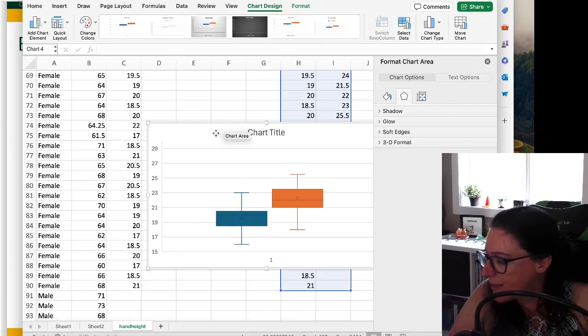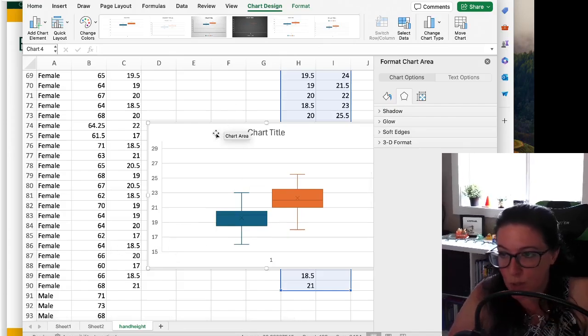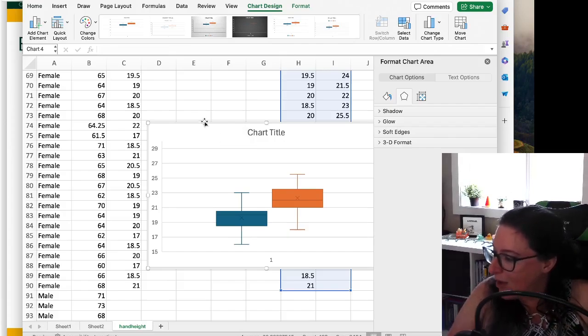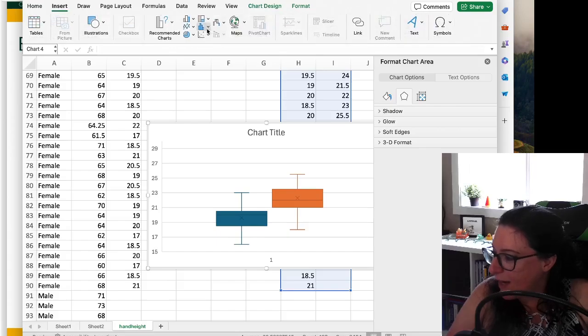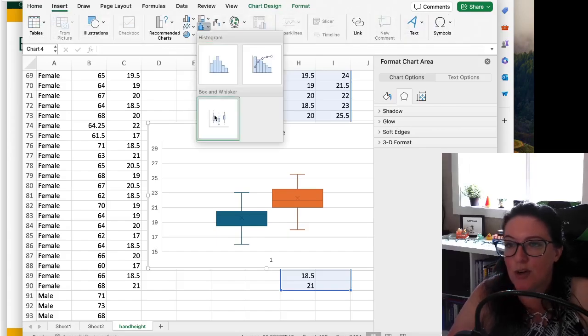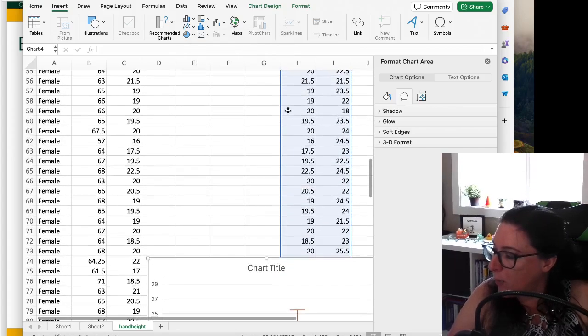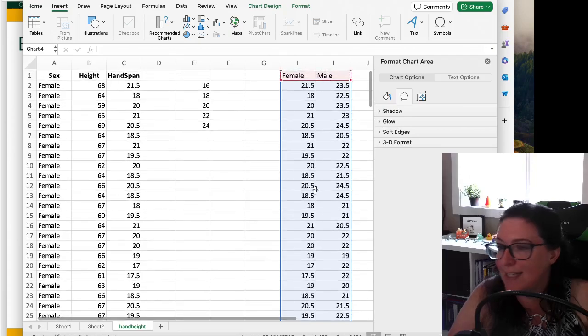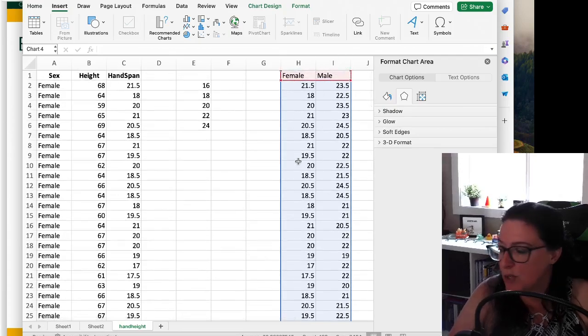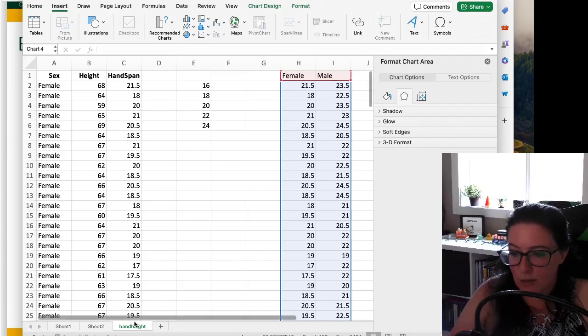So we can create box and whisker plots or box plots in Excel, right? Insert, and then it's the same place you found the histogram, box and whisker. You can create it that way, and you can compare multiple groups like we did here. You just need it as 2 columns, one for each group, in order for it to create those for you.